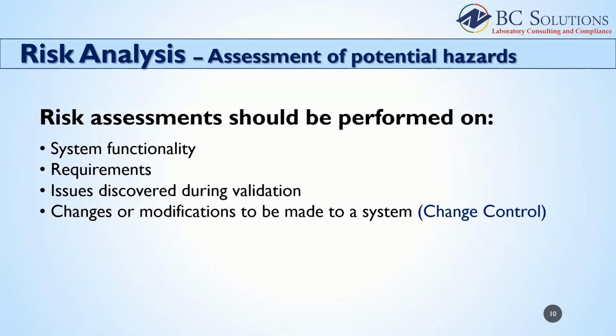Now that we have categorized our risks or hazard levels, and we know that we need to apply that risk analysis to our system functions and user requirements, where else would you perform a risk assessment? As part of your validation, you need to perform a risk assessment on any issues or problems that you discovered during the validation. What is the risk if an issue cannot be resolved by corrective action? Let's say making a configuration change or a setting update.